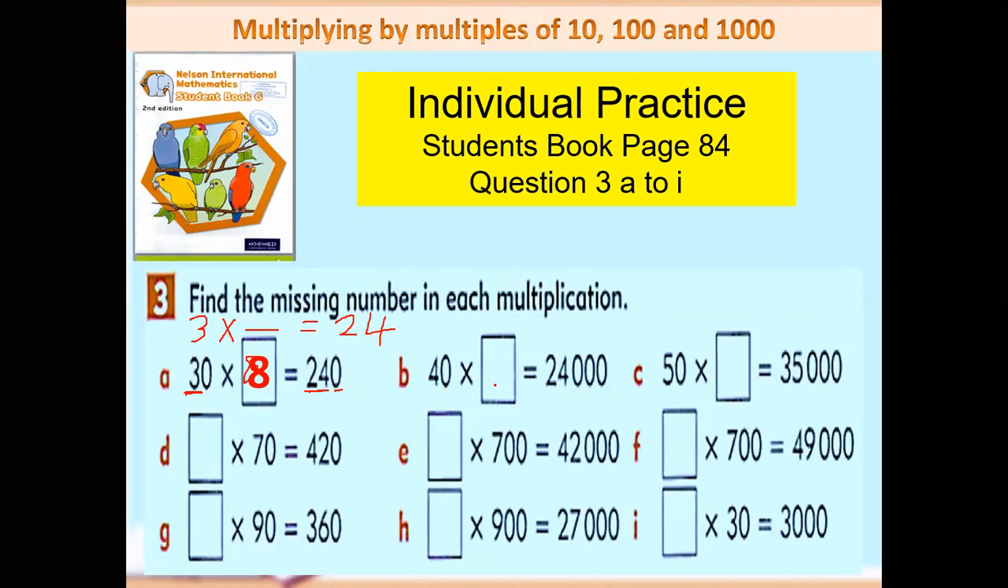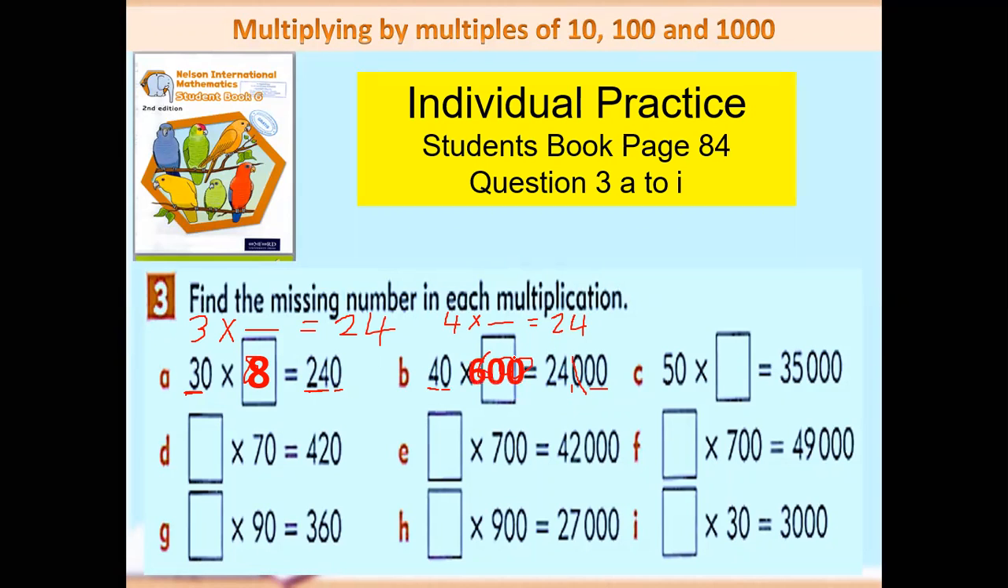Now, 40 times something equals 24,000. So now think again of 4. 4 times something equals 24. So what should I multiply by 4 to give me 24? Yes, it's 6. Now, I have 1 zero here, so I'm going to cut 1 zero. How many more do I need? 2 zeros. So the answer is 600.